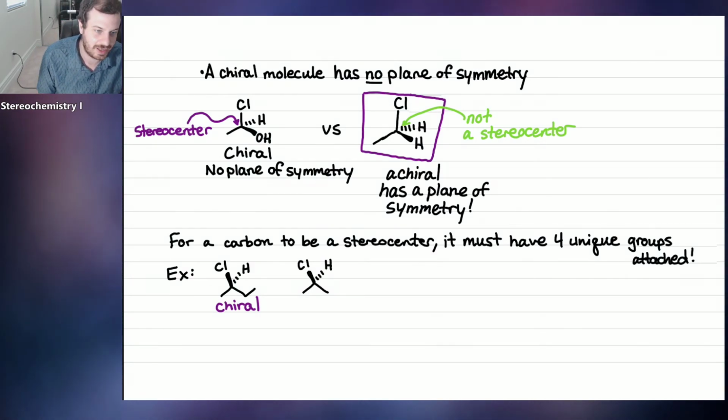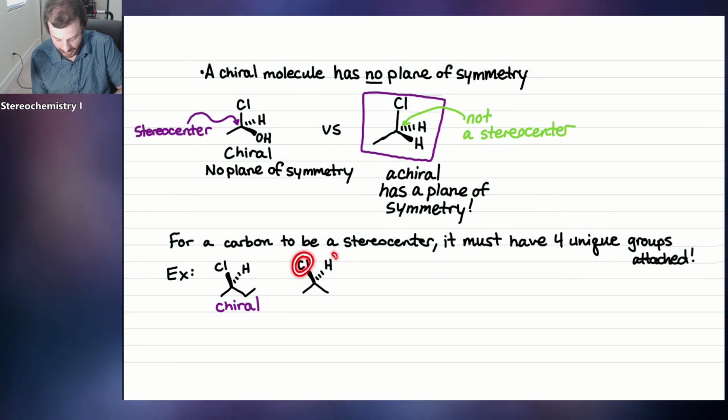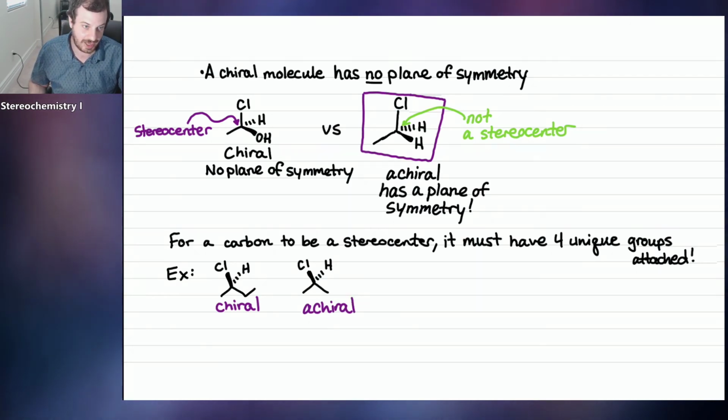Okay, again, we're just looking to see if there's 4 different groups attached. Look at the carbon, the potential stereocenter. There's a chlorine, a hydrogen, but then there's 2 methyl groups. So that is not 4 unique attachments, so it's achiral. You need 4 unique attachments, and this one only had 3 unique attachments. Let's take a look at another example.